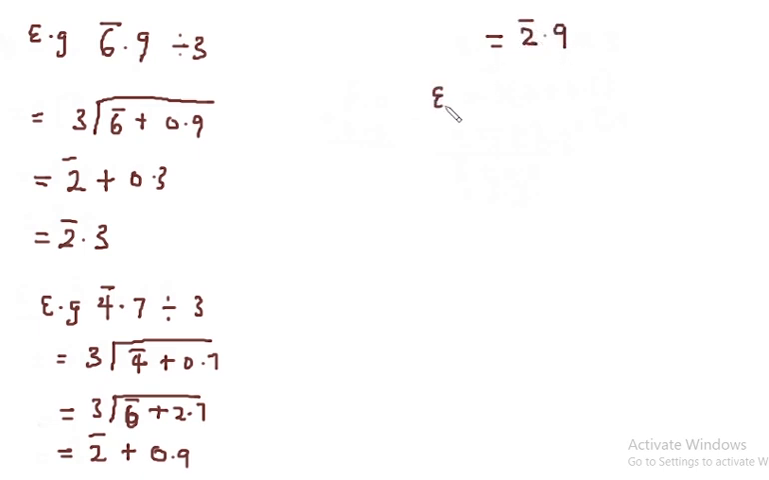What about, say, if you have something like 5 bar 0.8 divided by 3. So what you do here is that you write it out. Say this is equal to 3, and then you have 5 bar here plus 0.8. So we know that 5 bar cannot be divided by 3 without a remainder. So we need to readjust this number here. The next best number that can be divided by 3 is 6.